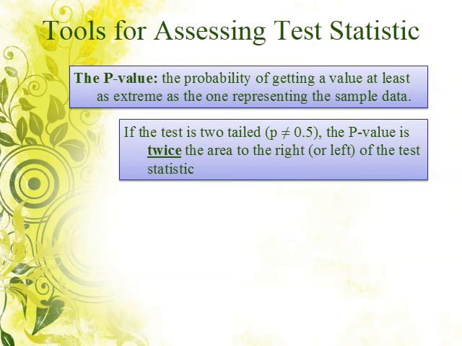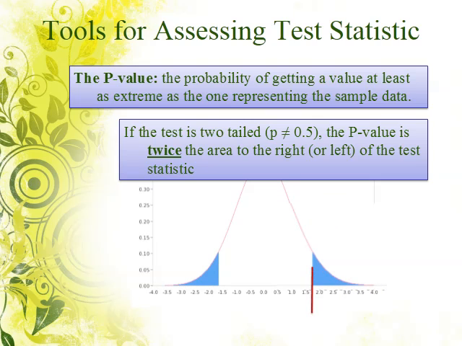If the test is two-tailed, so we have an alternative hypothesis that gave us a not equals, then the p-value is twice the area to the right or left of the test statistic, because we have to account for the other tail. So if my test statistic is here, then not only do I want to count the area to the right, but also the area to the left to account for the other tail, and that is the probability of getting something more extreme, either on the right side or the left side of my normal distribution.